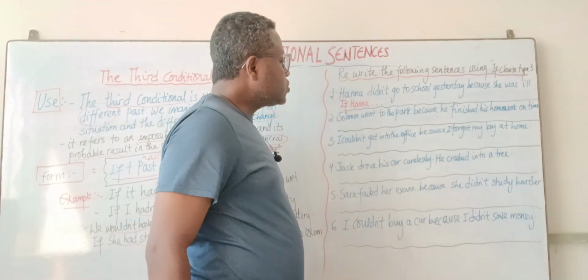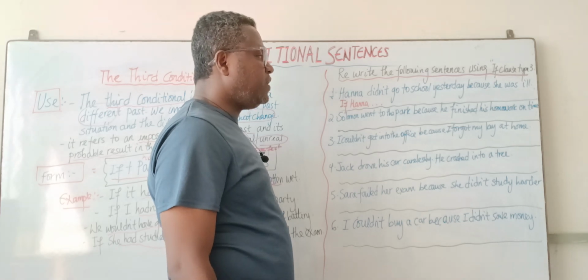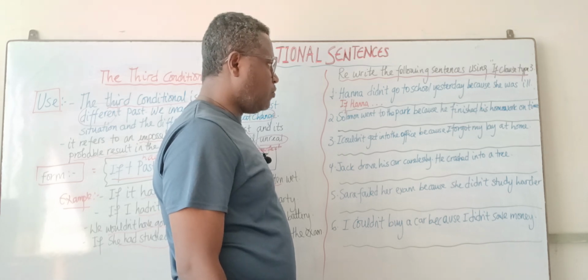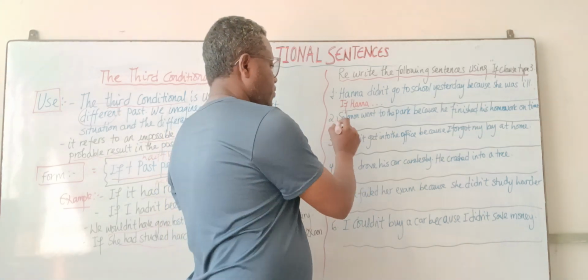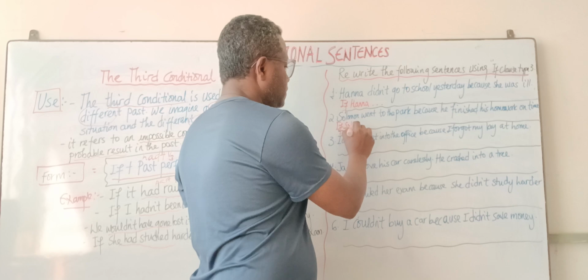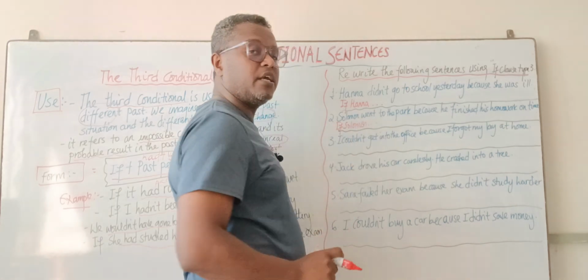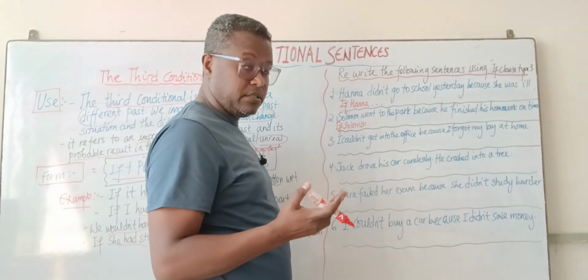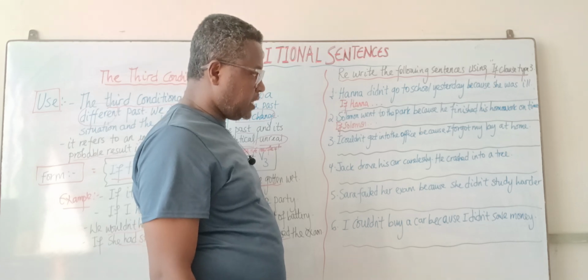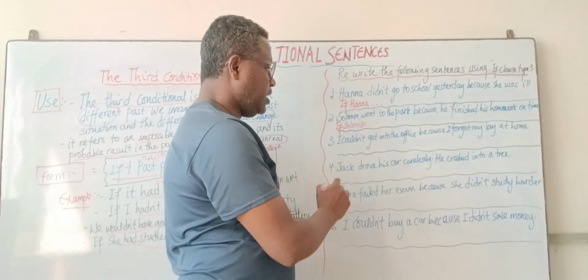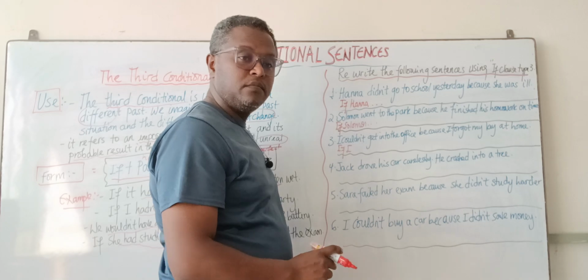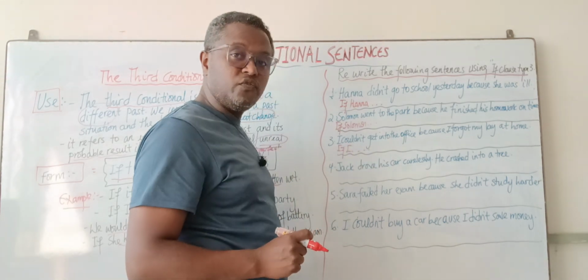The second one is Solomon went to the park because he finished his homework on time. Okay, he finished his homework on time. So if Solomon, okay, if Solomon, what? The third one, I couldn't get into the office because I forgot my key at home. Okay, if I, so I want you to finish that.